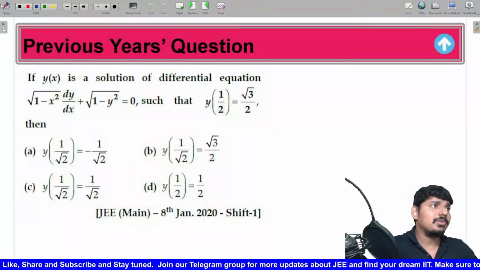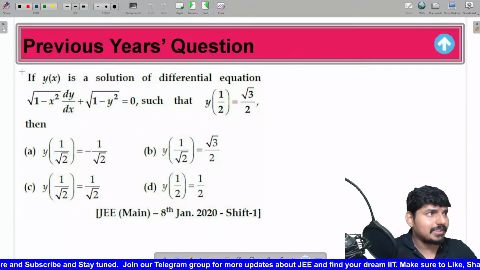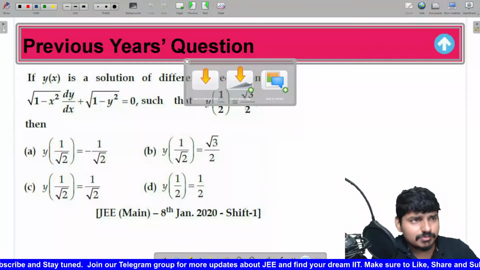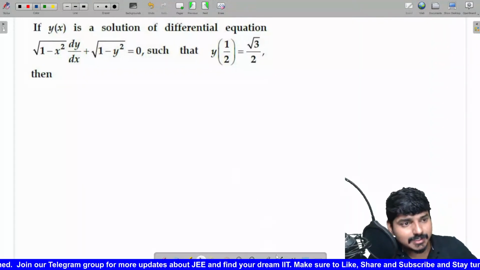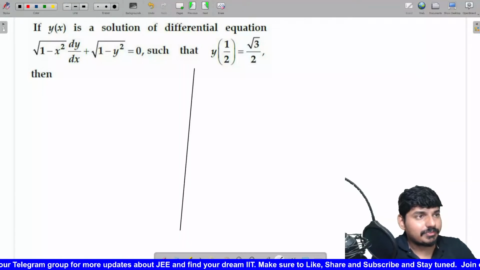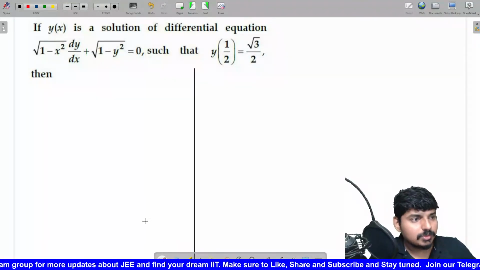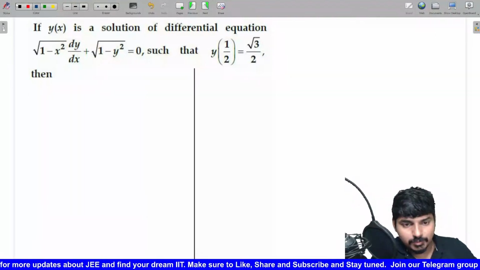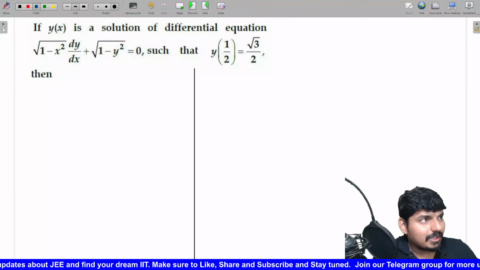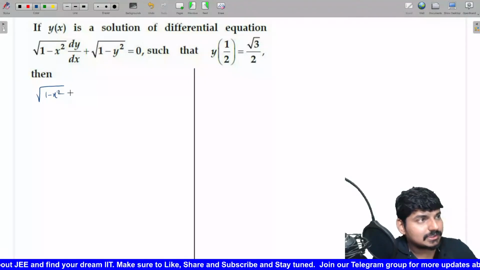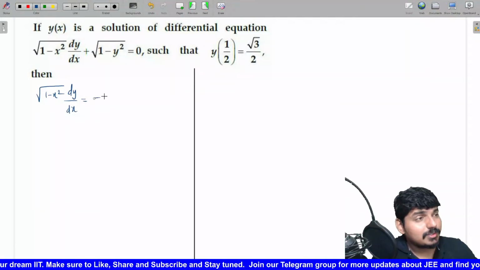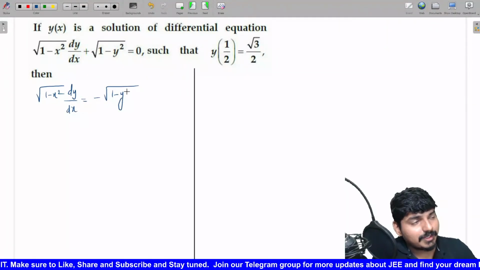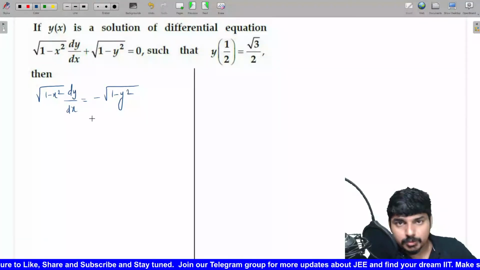Okay, now how do we do this question, everyone? Very simple. So first let me take the question for you in another slide. So here, first let me solve the differential equation. Okay, what we'll do first, let us solve the differential equation. So what am I going to get? Well, I'll get under root of 1 minus x square into dy by dx is equal to minus of under root of 1 minus y square. This is what you're going to get.